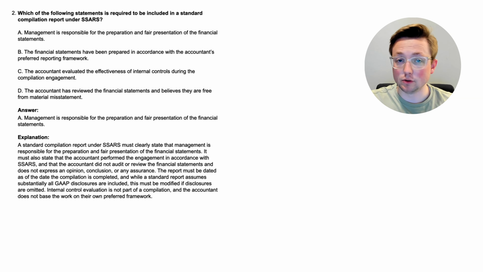So we learned, again, a lot about what is supposed to be in this report there. We learned that they have to clearly state that management was responsible for the fair presentation. We learned that the accountant has to state that they did not audit or review the financial statements, that they're not going to give an opinion. They have to date it as of the date the compilation is completed. And they are typically assuming that all the GAAP disclosures are included, whereas they would modify it if that actually is omitted. But you can kind of just assume that all GAAP disclosures are there. It's kind of implied there. Now with that, we learned a little bit more about compilation engagements. Now let's go to the next question.